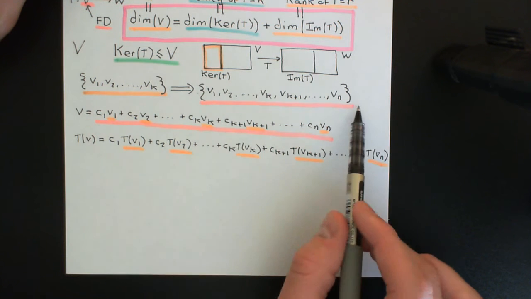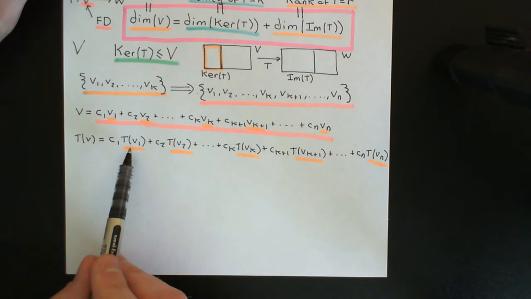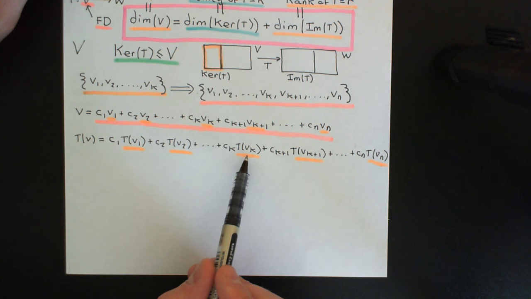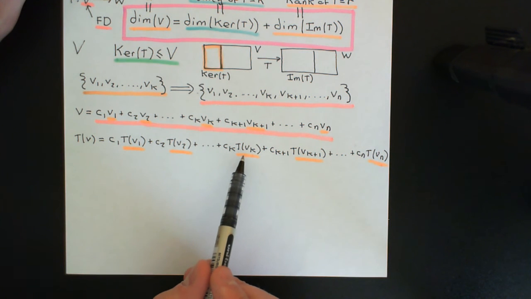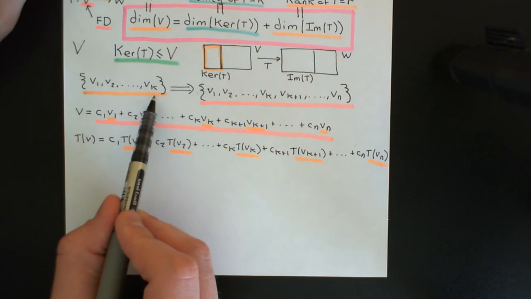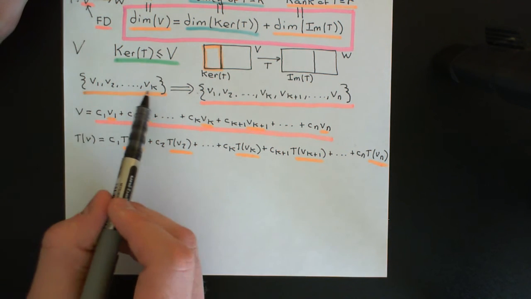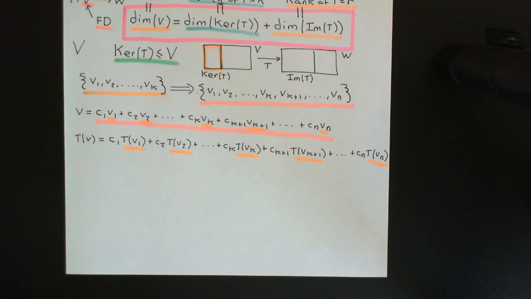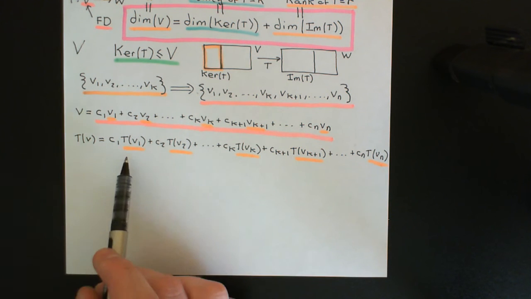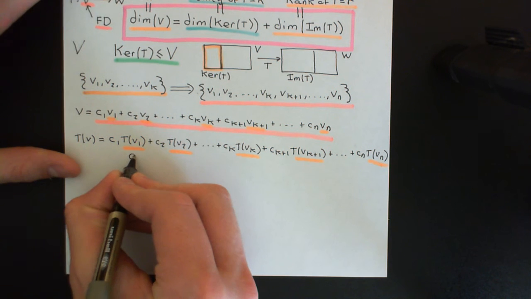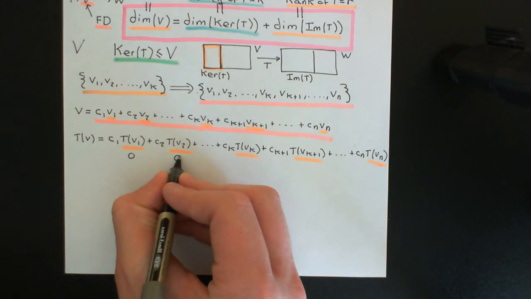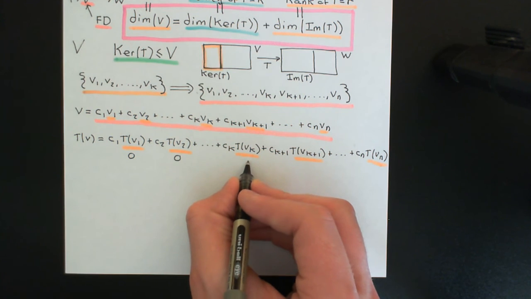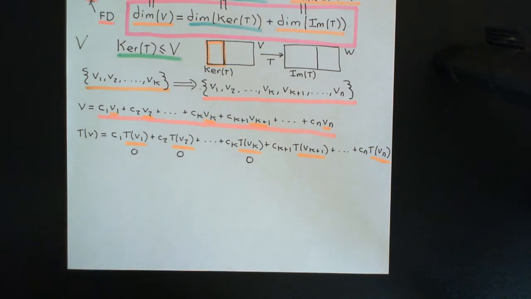What's suddenly really interesting about using this basis is that I know that T of v1, T of v2, all the way up to T of vk are all equal to the 0 vector in the codomain vector space. And the reason is, these are all vectors from the basis of the kernel of T, so all of them are in the kernel of T. Okay, the vectors of a basis of a vector space are in that vector space itself, so all of these are in the kernel of T, and therefore the linear transformation sends them onto the 0 vector. Okay, so this is the 0 vector in the codomain vector space, this is the 0 vector in the codomain vector space, and this is the 0 vector in the codomain vector space.